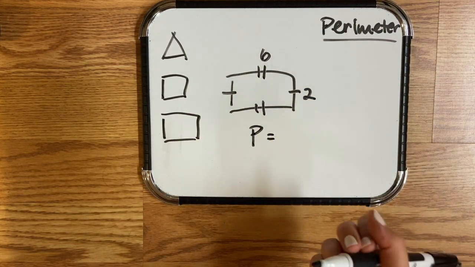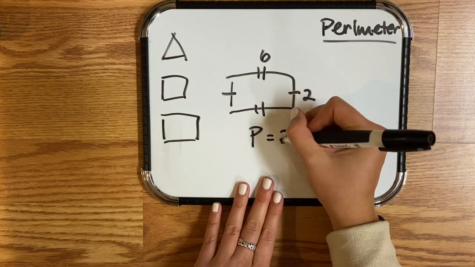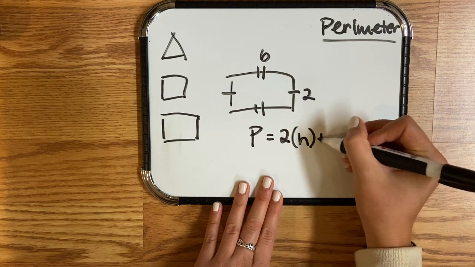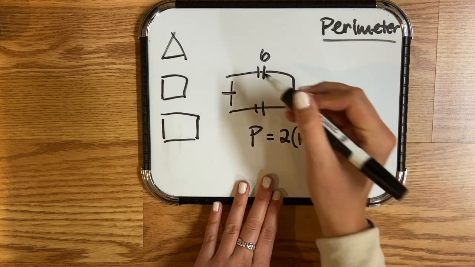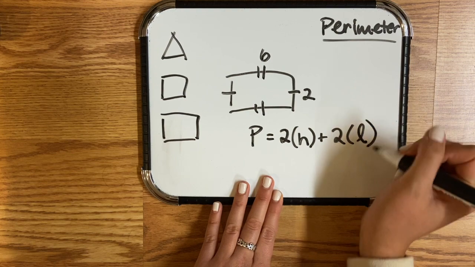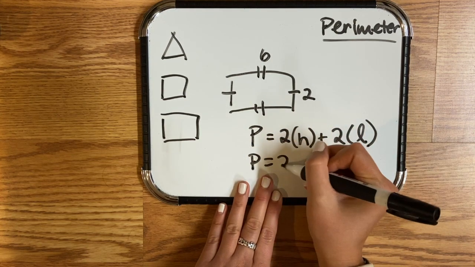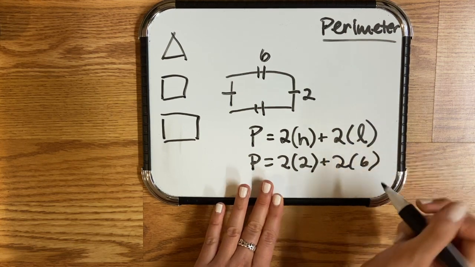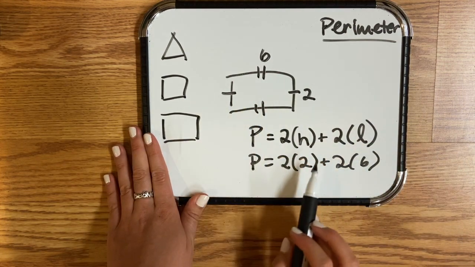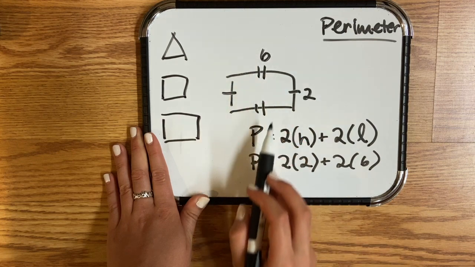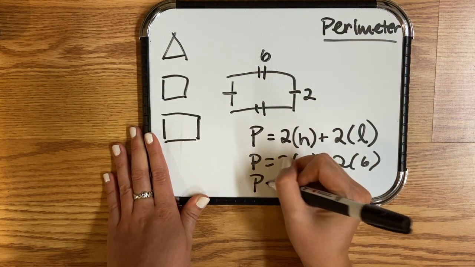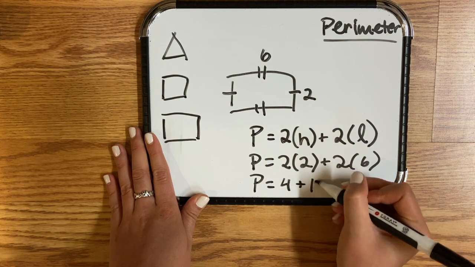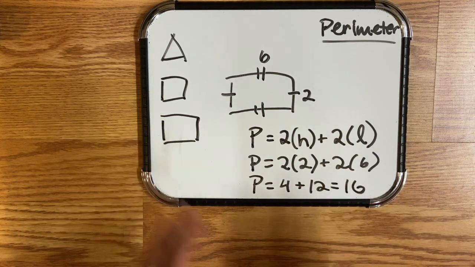Well, you can sort of look at it like this. You can say 2 times the height of the rectangle plus 2 times the length of the rectangle. And that will get you 2 times 2 plus 2 times 6, because there are 2 sides that are a length of 2 and 2 sides that are a length of 6. Now that perimeter will be 4 plus 12, which gets us 16.